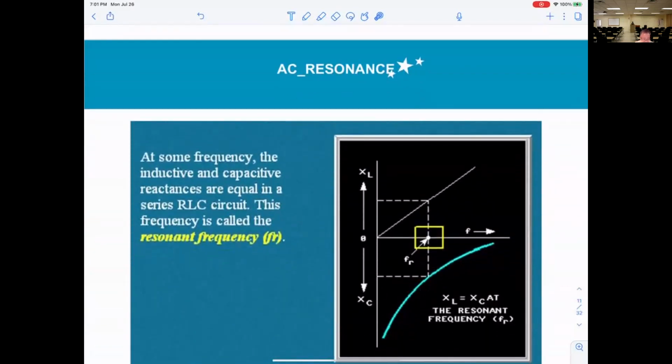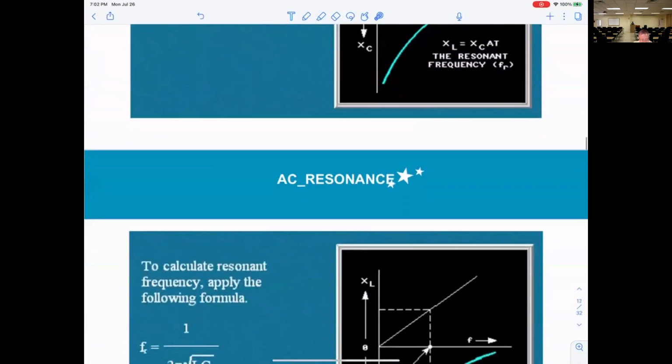Now, you can see one, Xc increases, one, XL increases, Xc decreases. So that's why at a certain frequency here, they are equal. So that's why they cancel out. That's what they call resonant frequency. Okay? At some frequency, the inductive and the capacitive reactance are equal in a series RLC. This frequency is called the resonant frequency.